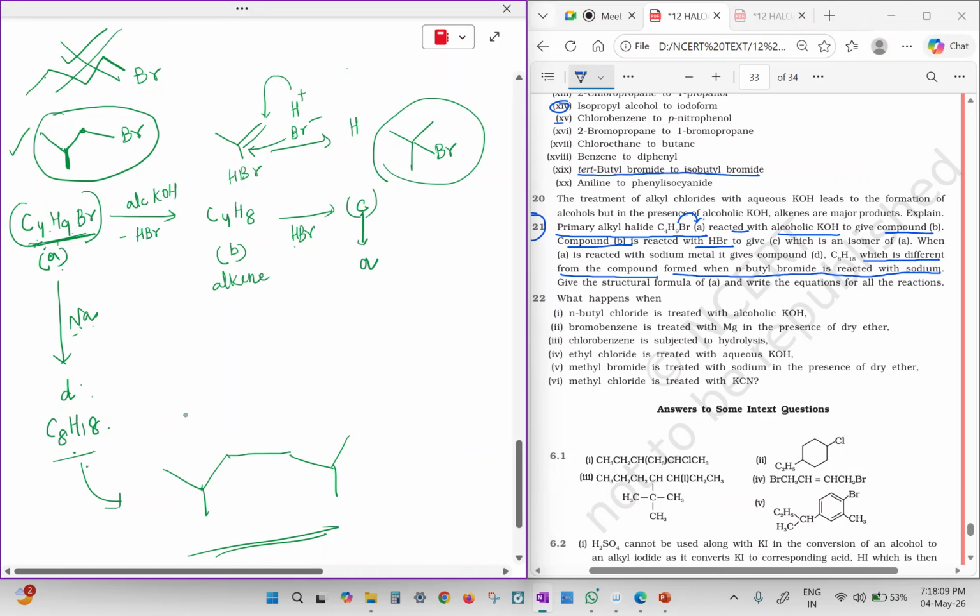And the hint says that the D is formed by N-bromobutane? Obviously the starting material is not N-bromobutane, and hence it must be isobromobutane. Is it okay? Yes, ma'am.